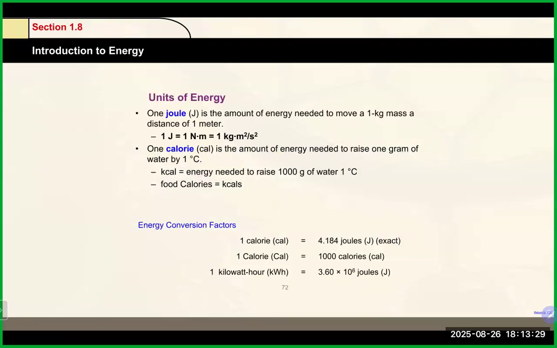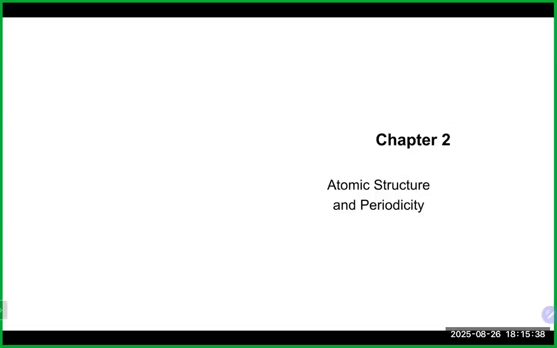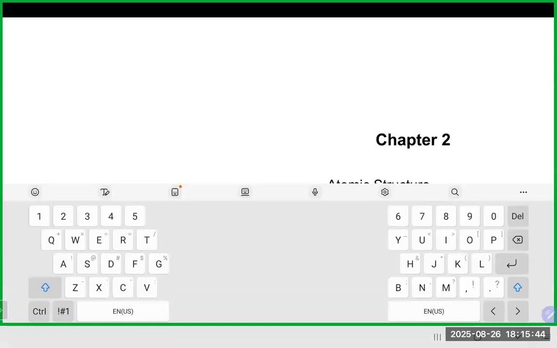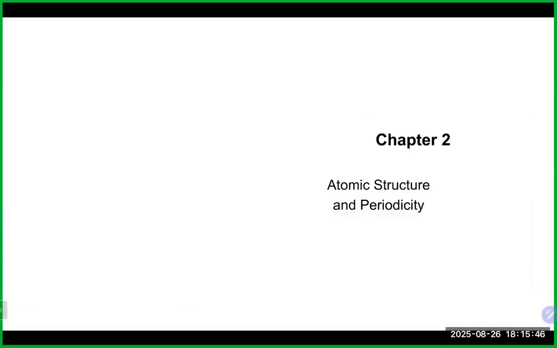All right, that wraps up chapter 1, I think. So we're going to roll to chapter 2. If I find the chapter 2, and in this chapter, we're going to talk about atomic structure, as it says, and the periodic table and some other things, electron configuration, quantum numbers, some other stuff along the way here.